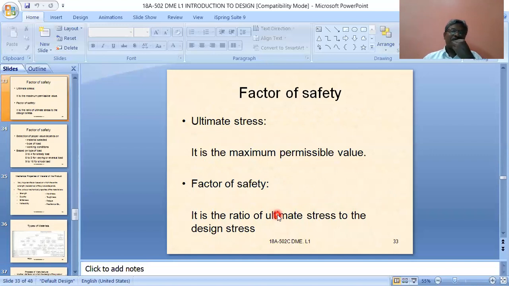Now next is factor of safety. Let us have the definition of ultimate stress. It is the maximum value beyond which the material may break down. So it is the maximum permissible value. Whereas the factor of safety is the ratio of ultimate stress to the design stress, or yield stress to the allowable stress, whatever it is.